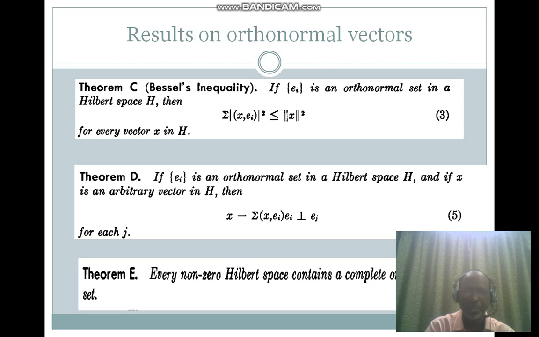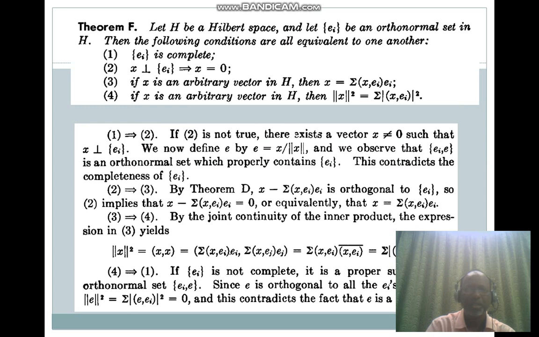Theorem D also can be proved. And theorem E has a special property, that is, every non-zero Hilbert space contains a complete orthonormal set. So we can find one for every such space.